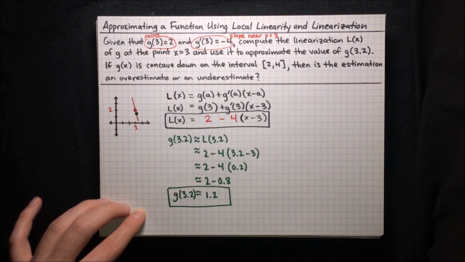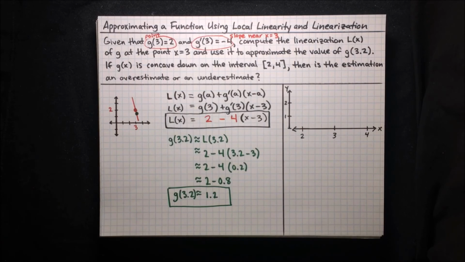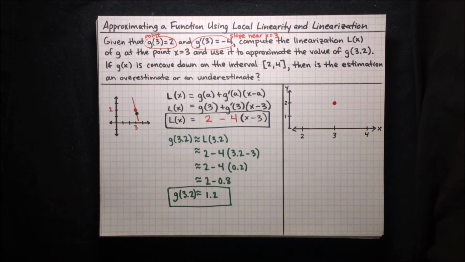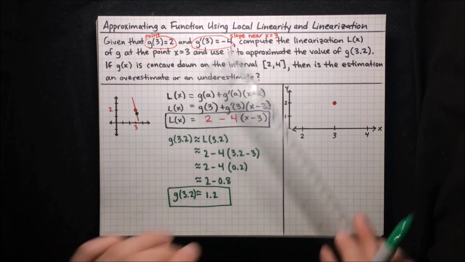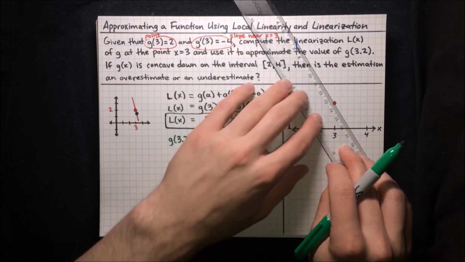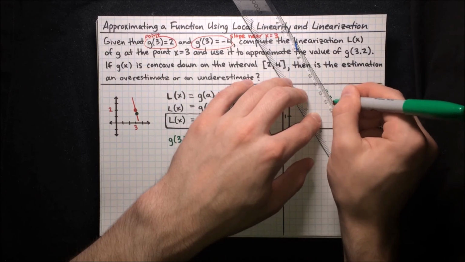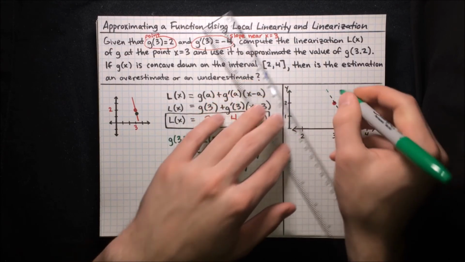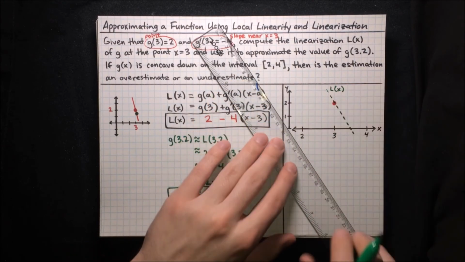Alright, on to the next part. If g of x is concave down on the interval 2, 4, then is the estimation an overestimate or an underestimate? Well, to help us with that, why don't we draw a little sketch? And let's do it off to the side here. In this sketch, let's zoom in on this point x equals 3. So we'll draw our point on the function, 3, 2. Let's draw our tangent line, which has a slope of negative 4. So it looks something like this. So that is L of x.